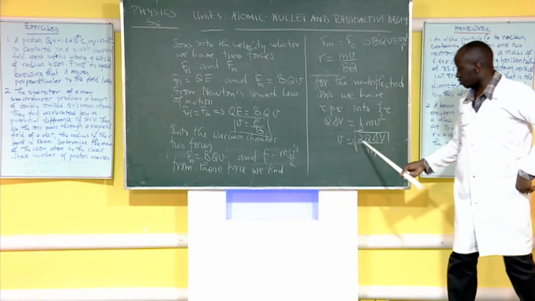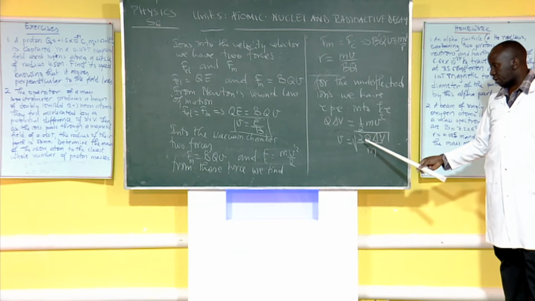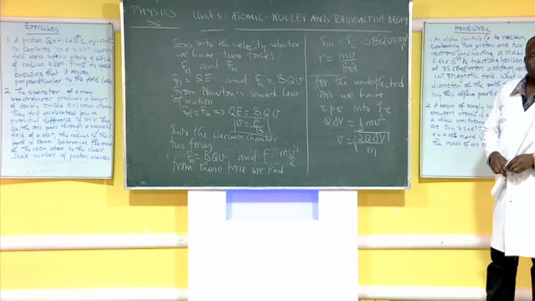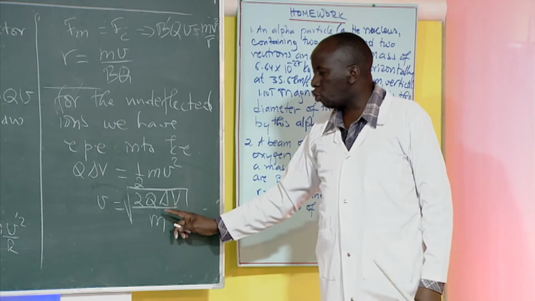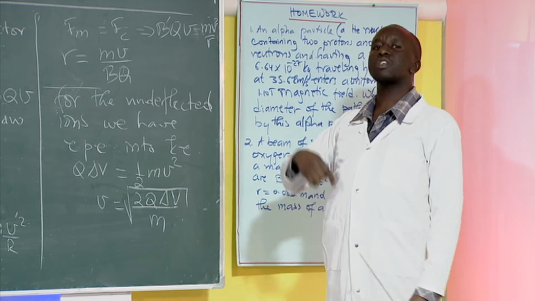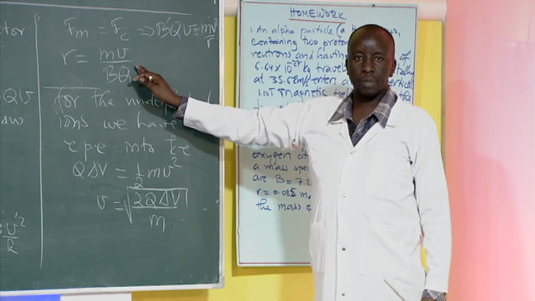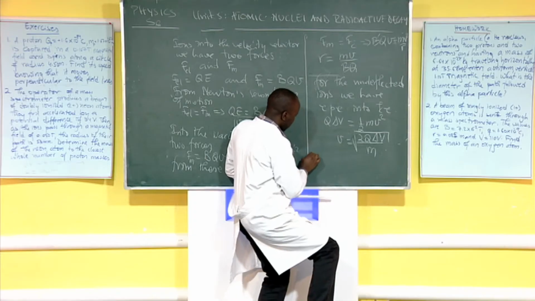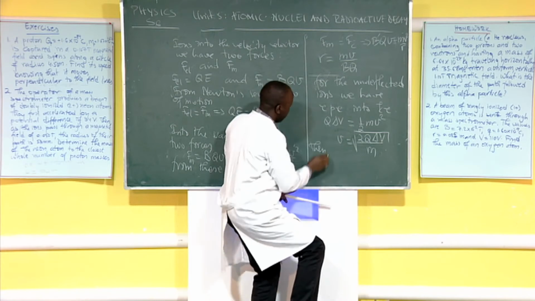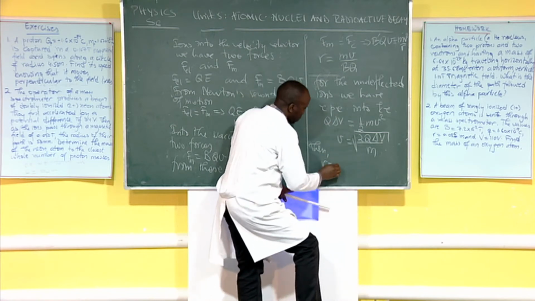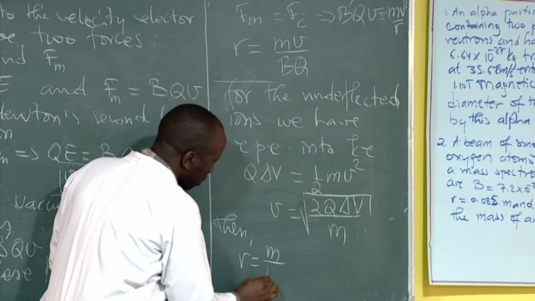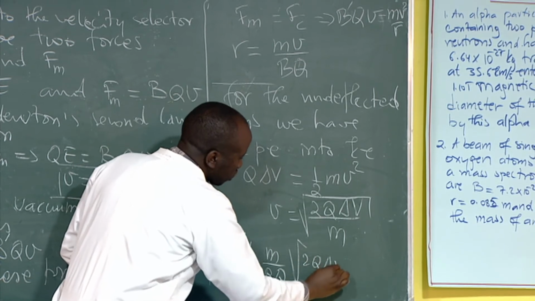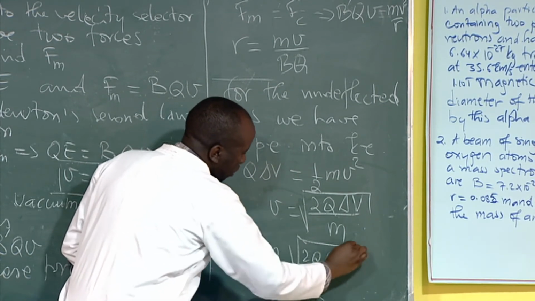Okay. Now, students, I hope this velocity is the velocity for these undeflected ions. So let's now use this velocity, and we substitute it into that expression. And then what do we find? So here R will be equal to m over B q times the square root of 2 q times the potential difference over the mass.